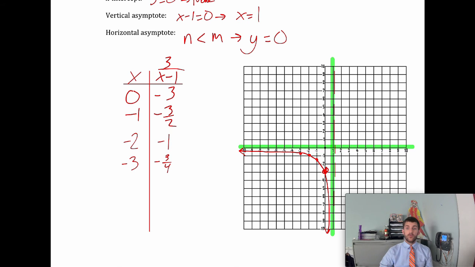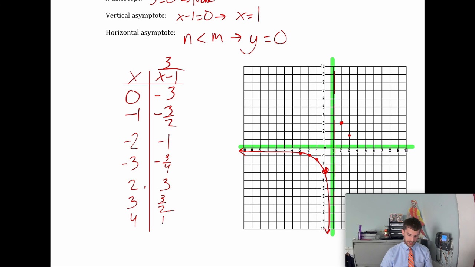Now let's try some on the right side of the vertical asymptote. So let's try x equals 2. When we plug that in, we have 3 over 2 minus 1. So it'd be 3 over 1, which is 3. So at x equals 2, we're at y equals 3. Let's try x equals 3. So 3 over 3 minus 1, that'd be 3 over 2, so 1.5. Trying out x equals 4. It'll be 3 over 4 minus 1, which would be 3 over 3, which would give us 1.